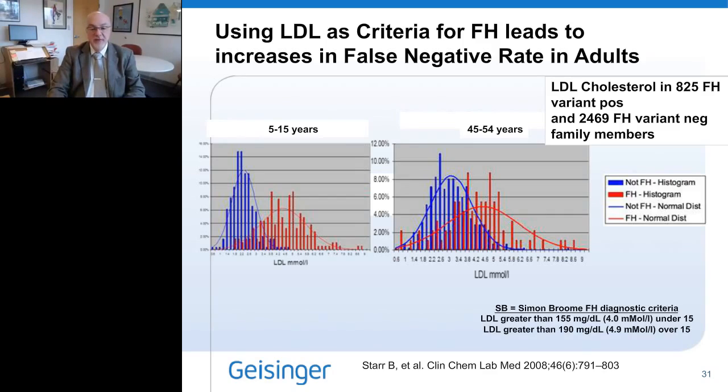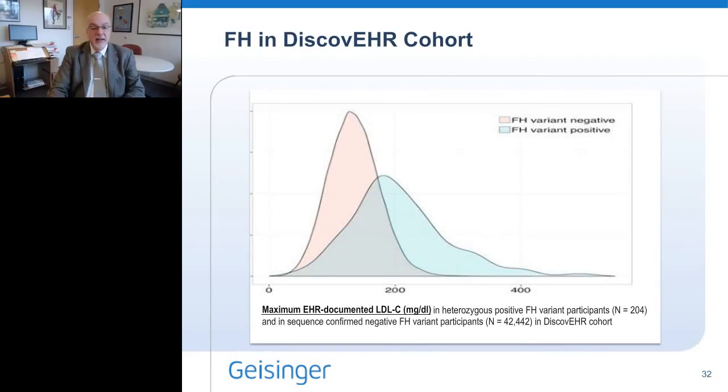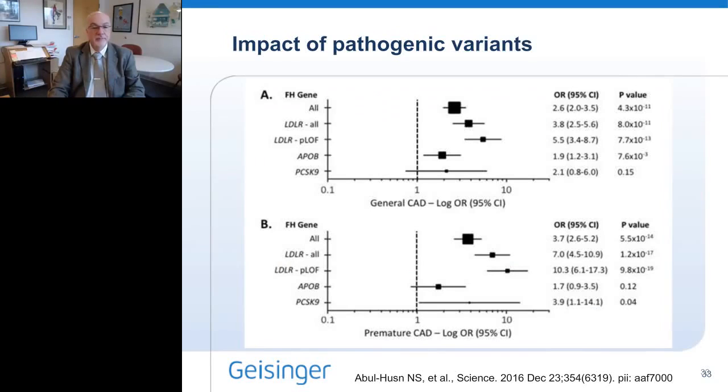This is just one of the FH diagnostic criteria, the Simon-Broom criteria, that in under 15 gives an LDL threshold of 155 and an LDL in adults of greater than 190. And so this is the cutoff. In children, you can see significant numbers of the FH population below that cutoff. And then again, here in adults, more than half of adults are under that cutoff. So LDL by itself is not nearly as sensitive as we would like it to be. Again, if we apply these cutoffs in our population, you see exactly the same pattern. Now, what's the impact? So this is from a publication in the same issue of Science that focused on FH.